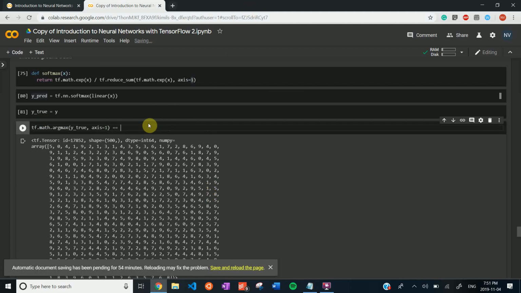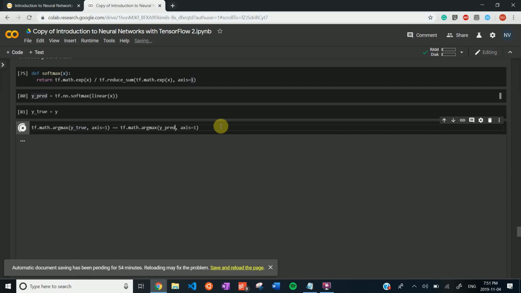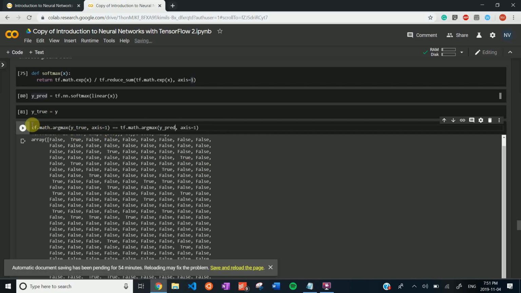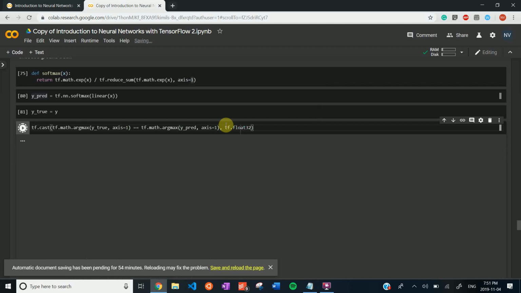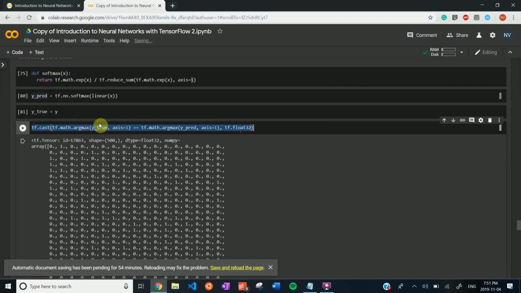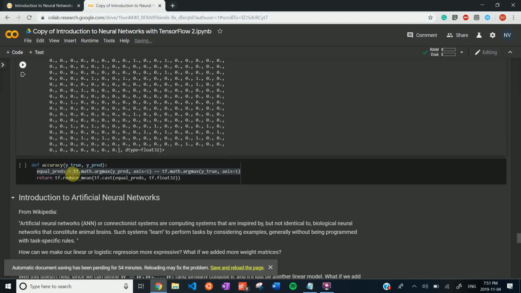And so basically we're checking which ones are the same. Again, this is a Boolean array of true and false. And so we want to cast this to an integer, or I mean a float, because we're taking an average later. Cool, and I won't type out the rest, but essentially we're taking an average here.